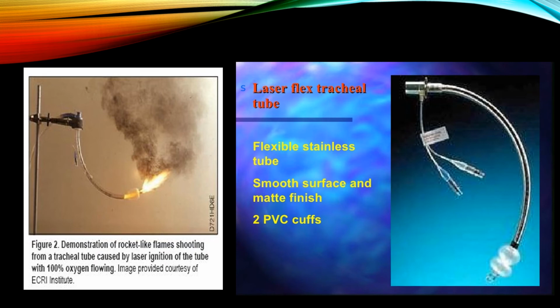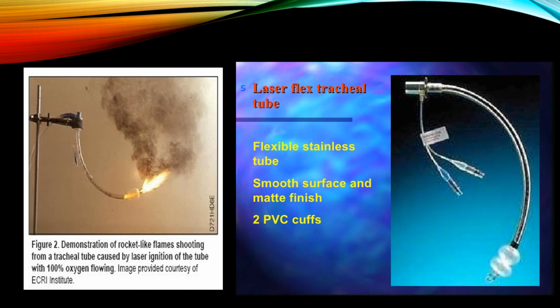So the question becomes, how do we prevent fires? One thing is we need to wait for the prep to thoroughly dry so that it's not moist anymore. We want to limit the amount of oxygen that is in an open space. Also, we want to use tubes that will not burn. You can see the picture on the left demonstrates how the PVC tube, once ignited and has oxygen flowing, looks like a jet fire of some sort.